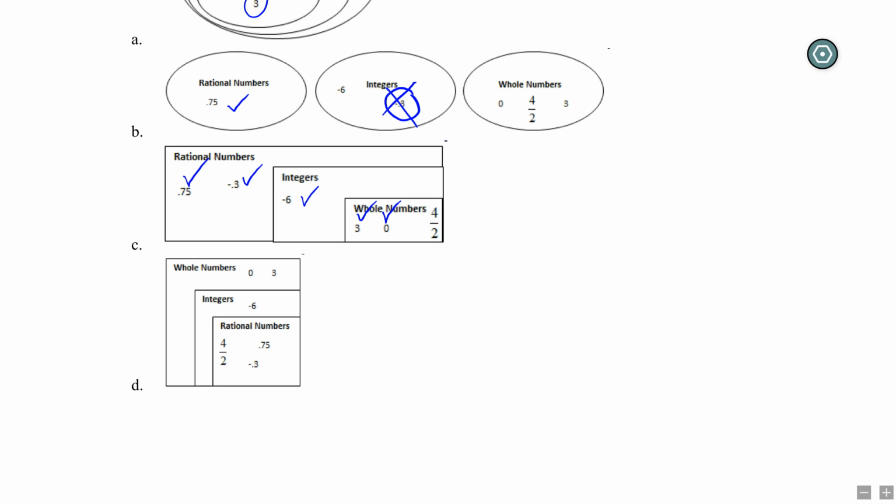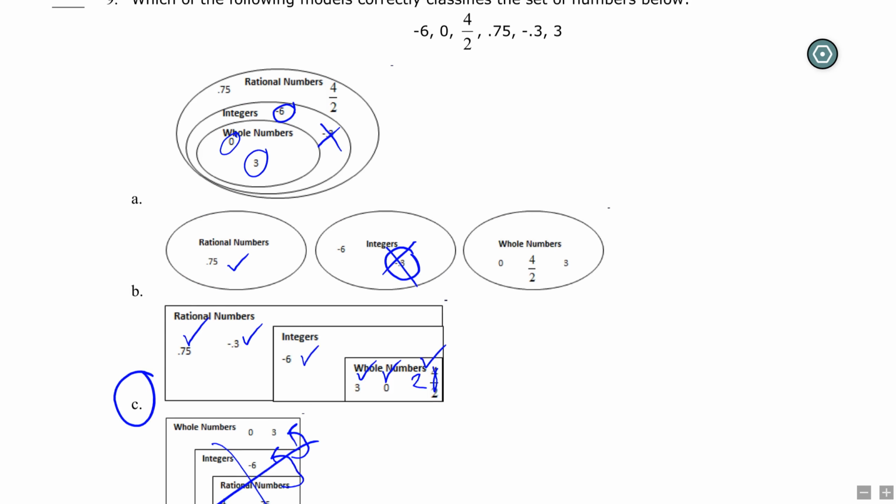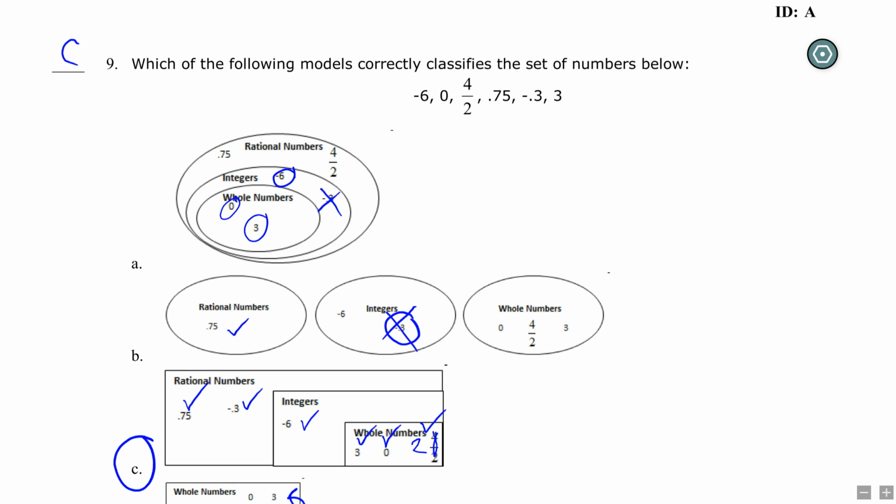We know that if we simplify that, that's going to be the same as 2, and 2 is a whole number, so that one would work. But just to be sure, let's look at answer choice D. And so answer choice D, I can see that the nesting is wrong, so my whole numbers is on the outside. So looking at the way that they have this Venn diagram, this would mean that all rational numbers are integers and all integers are whole numbers. And we know that that's not true, so then my only valid answer choice for number 9 would be C.